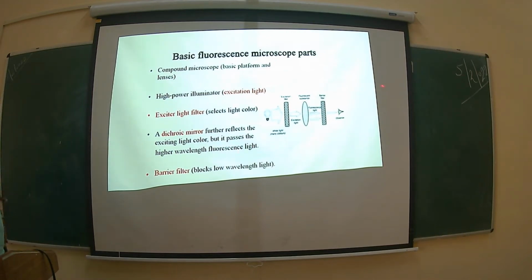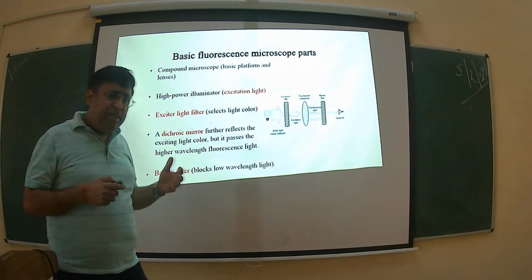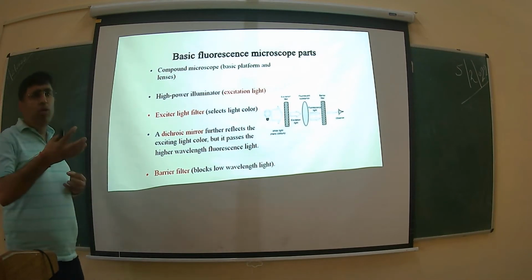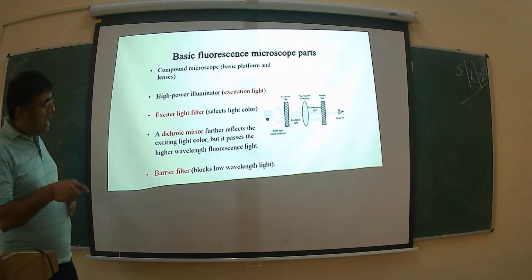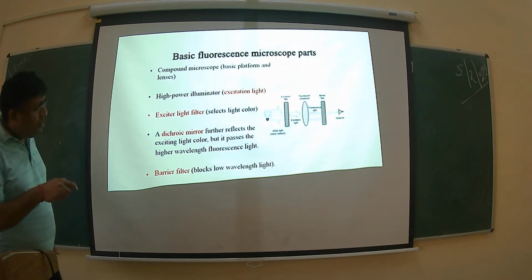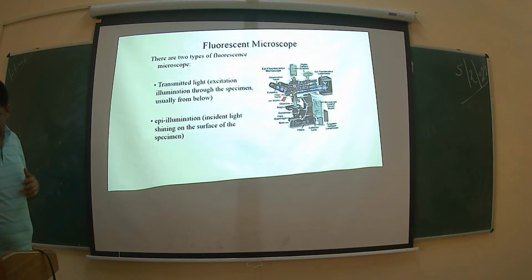I already explained the basic parts of the fluorescent microscope last time: there is an emission filter and an excitation filter. The important thing about the emission filter and excitation filter is that they pass only a particular wavelength. That's why these filters are put into the fluorescent microscope. And the dichromatic mirror, I already explained all these things.